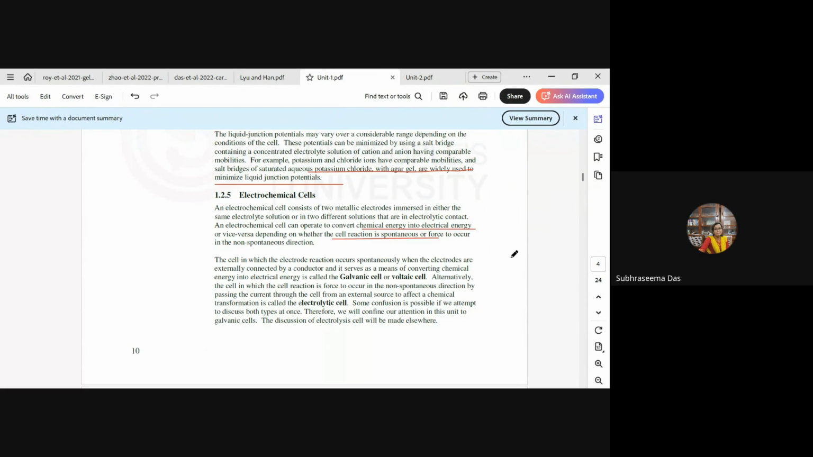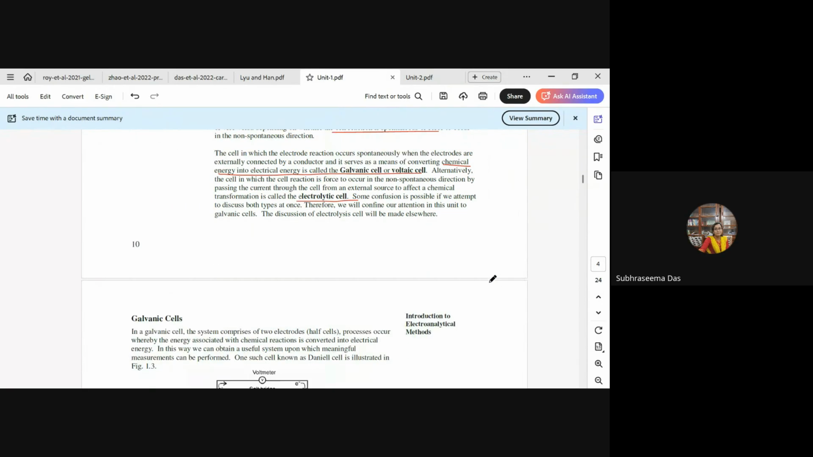of the cell reaction. The most common electrochemical cell is the one that converts chemical energy into electrical energy, and it is called the galvanic cell or the voltaic cell. In contrast, the cell where the reaction is non-spontaneous and is forced to occur by passing current from an external source is called the electrolytic cell.